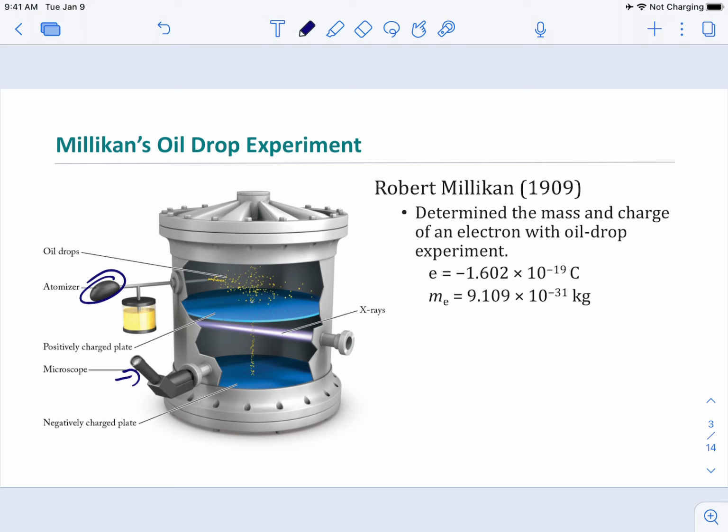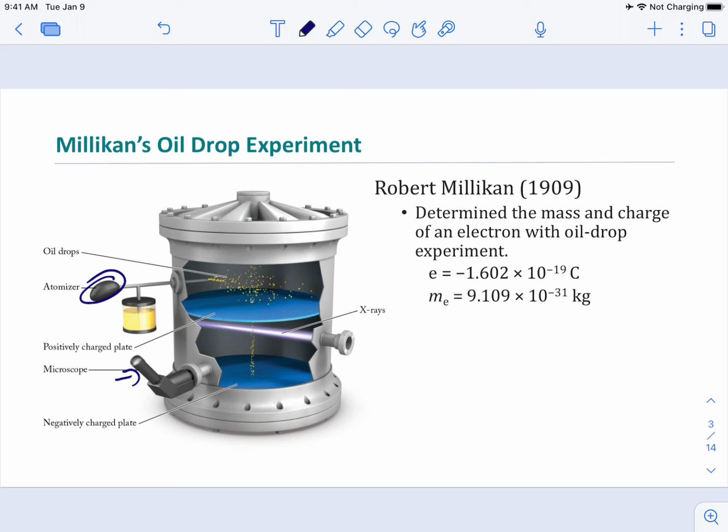And he's got X-rays so he can ionize the particles. So by shining the X-rays on it, he can actually ionize the particles, give them a charge. Now, X-rays, that's something that's a little bit beyond right now. It's not beyond your understanding. It's just not appropriate to talk about it now. But that's an ionizing radiation.